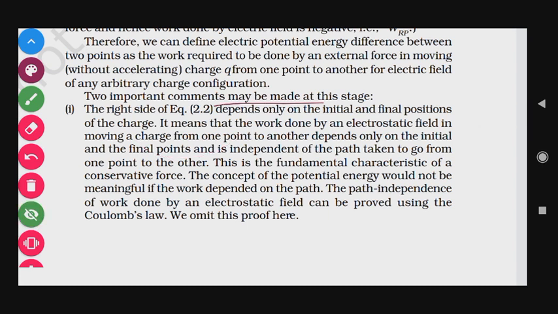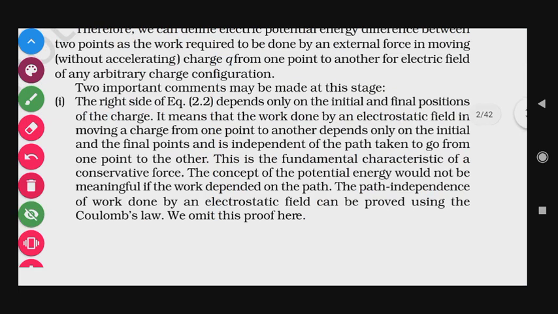Now next, two important comments may be made at this stage. First point: the right side of equation 2.2 depends only on the initial and final position of the charge. It means that the work done by an electrostatic field in moving a charge from one point to another depends only on the initial and the final position, and is independent of the path taken to go from one point to another.